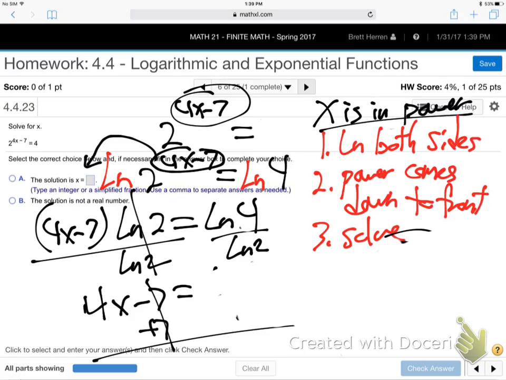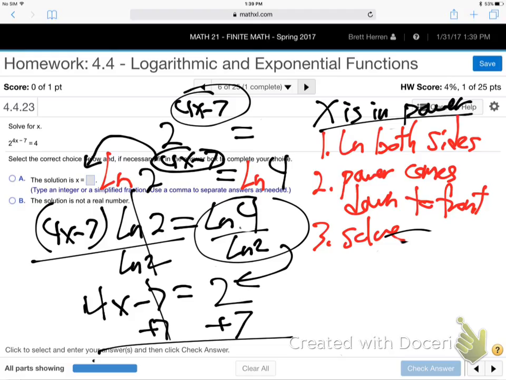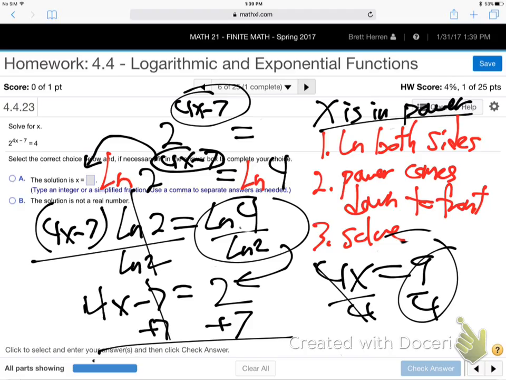So as soon as you get ln 2 over ln 4 right there, you would just try it on your calculator, and it would come out a nice clean 2. Then you just add 7 to both sides. That makes sense? This comes out a clean 2. Then you add 7 to both sides, and you get 4x is 9 divided by the 4, and you're done. Good, thank you. Questions on that one?